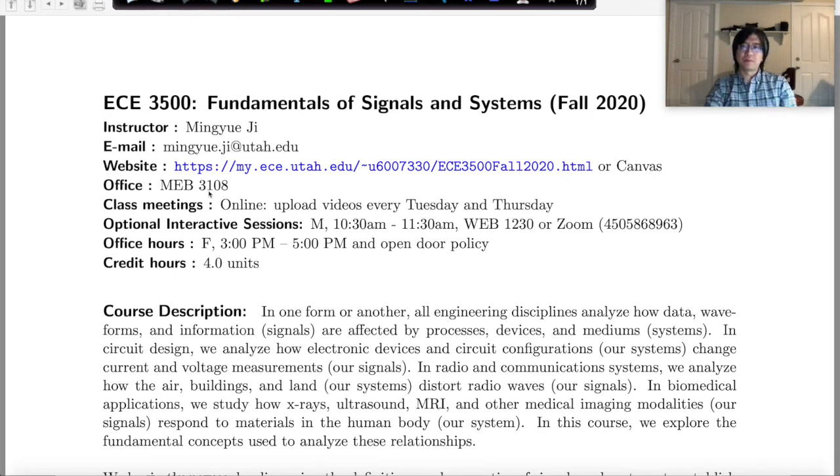And here's my office, but due to COVID-19, most of the time I will not be in the office, but I'll be available almost all the time via emails and even Zoom. The class meeting time is usually Tuesday and Thursday, so that's the old time that this class usually met. Of course now this is an online class, and the lectures are online. I upload the videos before every Tuesday and Thursday. You should expect to see the video every Tuesday and Thursday morning.